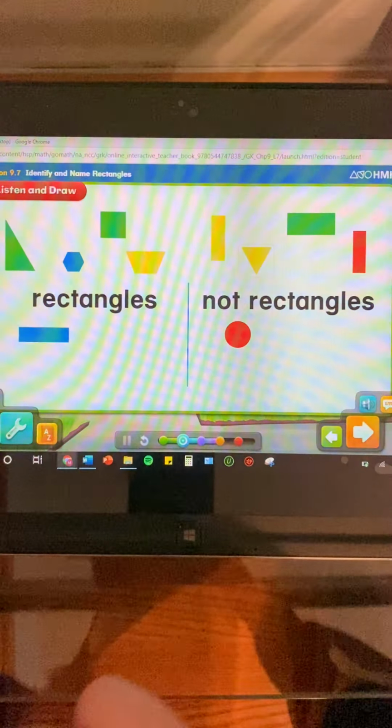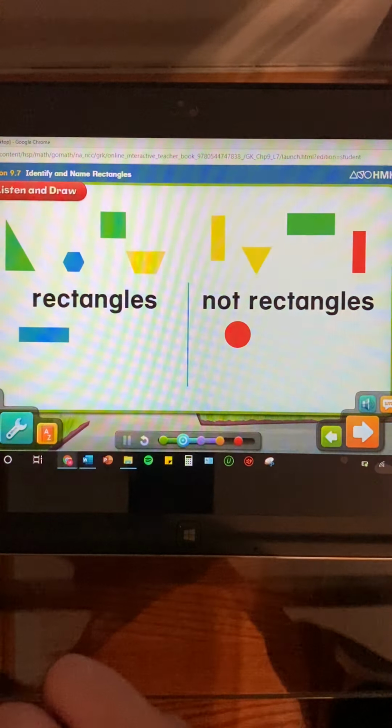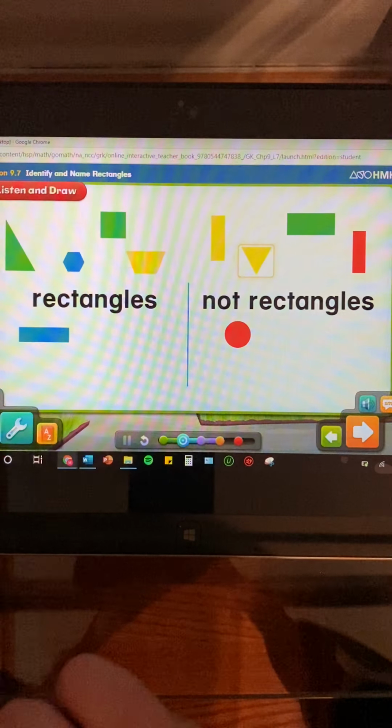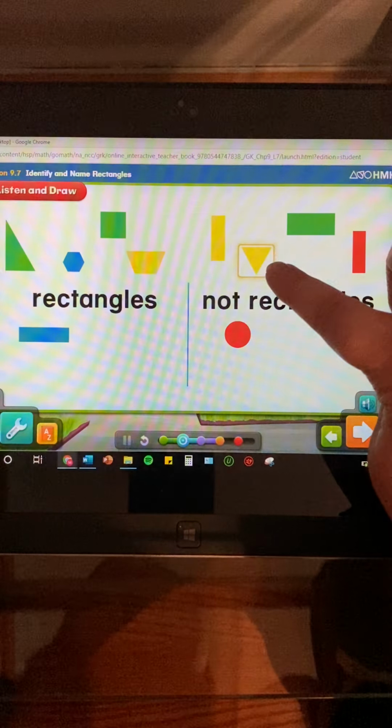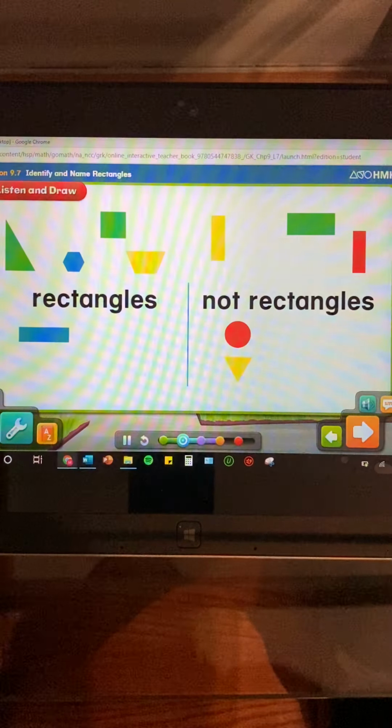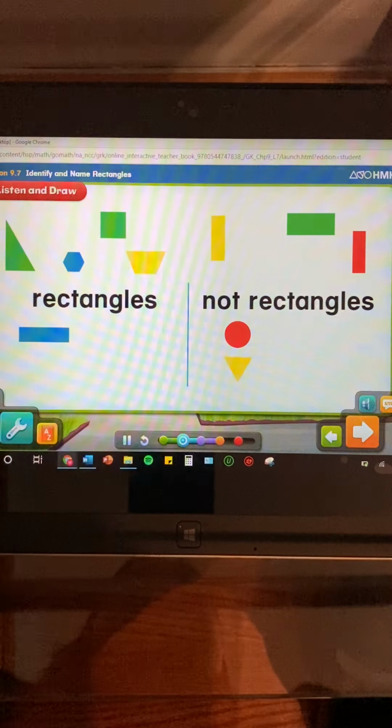How many sides do rectangles have? Rectangles have 4 sides, and this has 3, so we know that's not a rectangle. This is not a rectangle. It does not have 4 straight sides and 4 vertices.